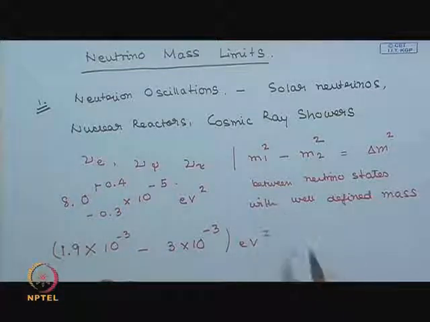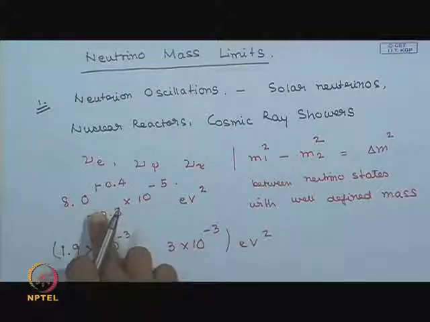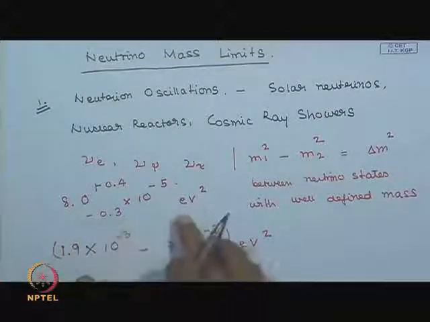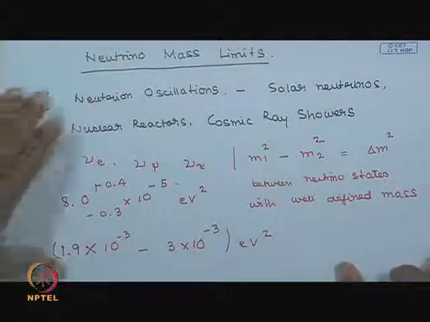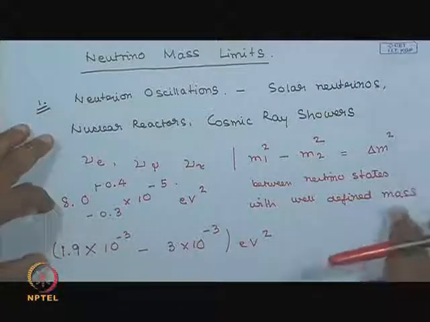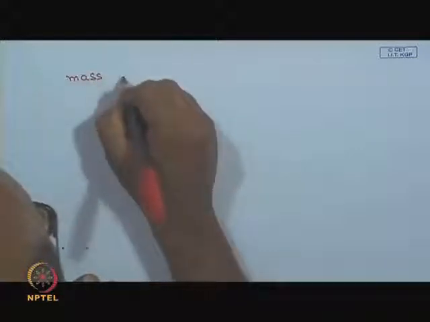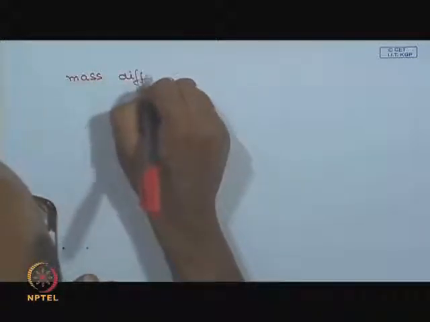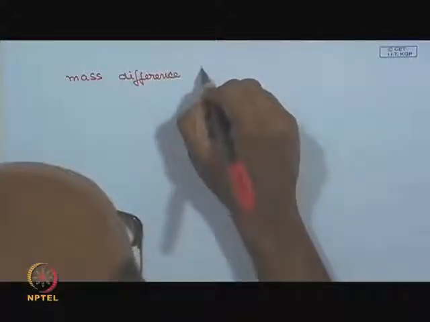So there are three different states which have definite mass, and the difference in the mass square between these states is known: one of them is of the order of 8 times 10 to the minus 5 electron volt square, the other one is in this range. So these limits tell us that the mass difference between the neutrinos is extremely small.